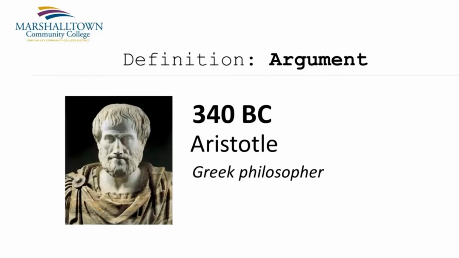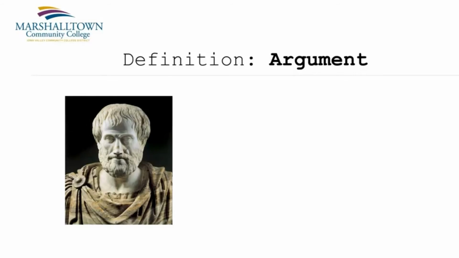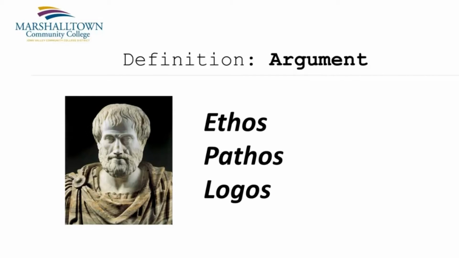Now, there's a certain science behind creating an effective argument. And this study of persuasive language started as far back as 340 BC with the Greek philosopher Aristotle. Aristotle made a pretty good living back in his day by helping lawyers present convincing arguments in a court of law. And what Aristotle discovered is that there are three primary things that must be part of an argument to effectively persuade people to see things your way: ethos, pathos, and logos.